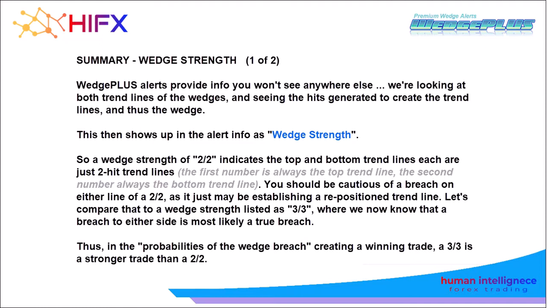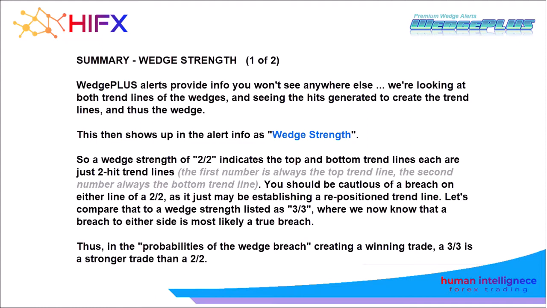Okay. So we look at those individual trend lines and we assign strength, and we call it wedge strength, but we assign each of those trend lines a strength factor. So a wedge of strength 2, 2 indicates the top and bottom trend lines each are just 2 hit trend lines. The first number is always the top trend line. The second number is always the bottom trend line. So you should be cautious of a breach on either line of a 2, 2. Let me say it again. You should be cautious of a breach on either trend line of a 2, 2, as it just may be establishing a repositioned trend line.